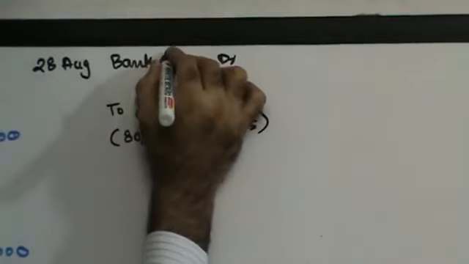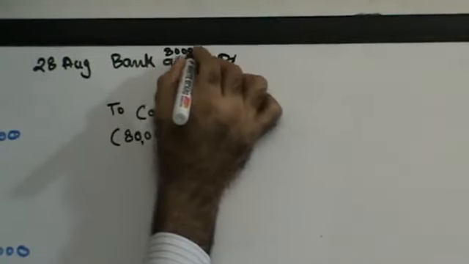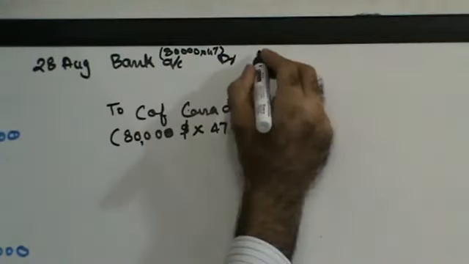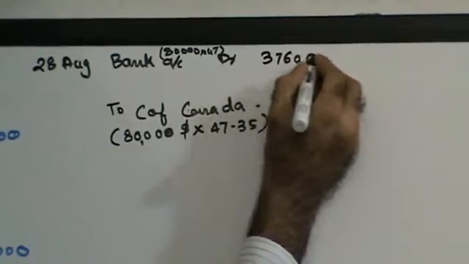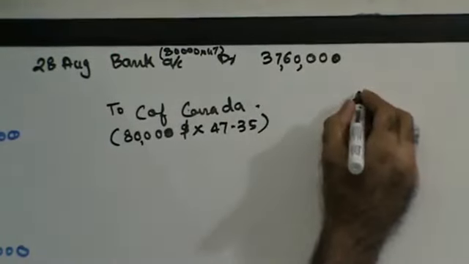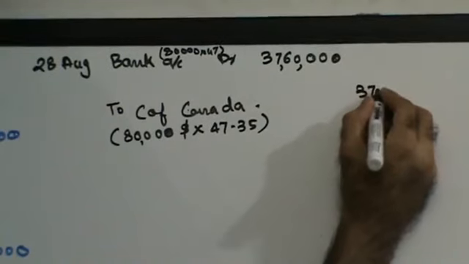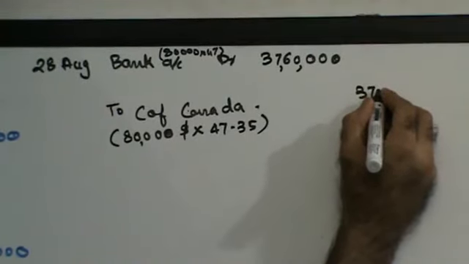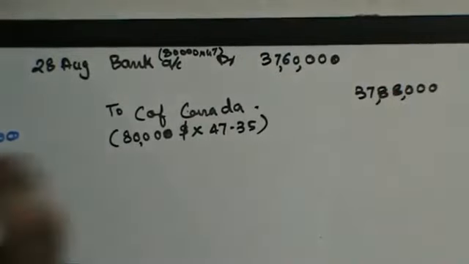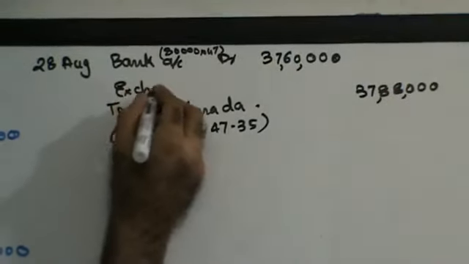So this is going to be 80,000 into 47. Someone get me the figures, please. 37 lakh 60,000, and this is 37 lakh 88,000. Right? The difference is going to be called exchange difference.